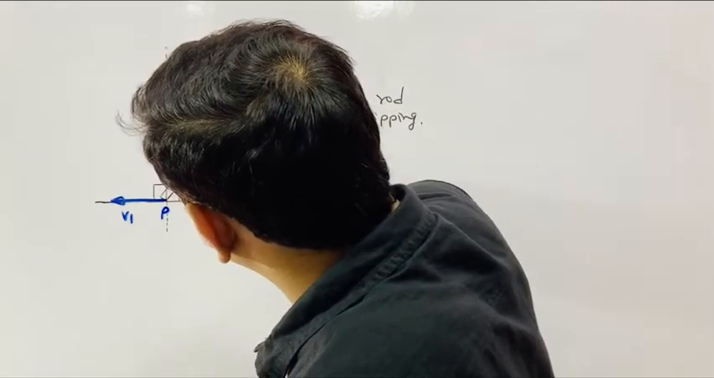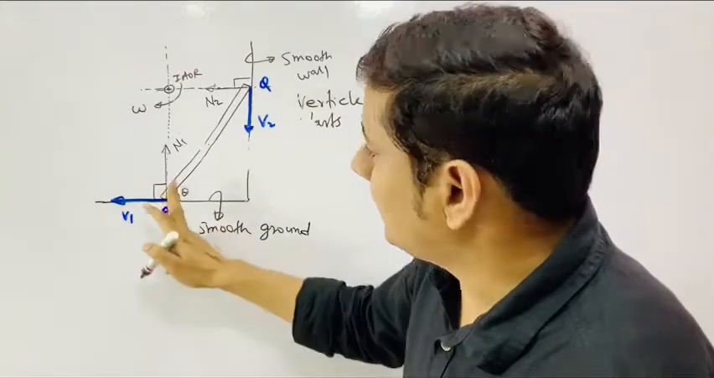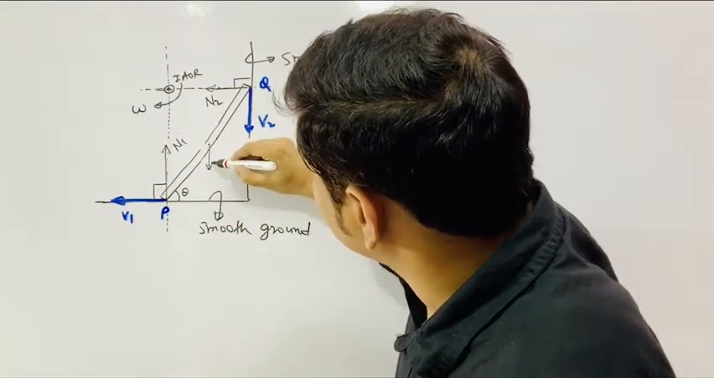Ground, N1. One normal here because it's smooth, friction is not there. N1 here, N2 here, Mg here. Three forces are acting.